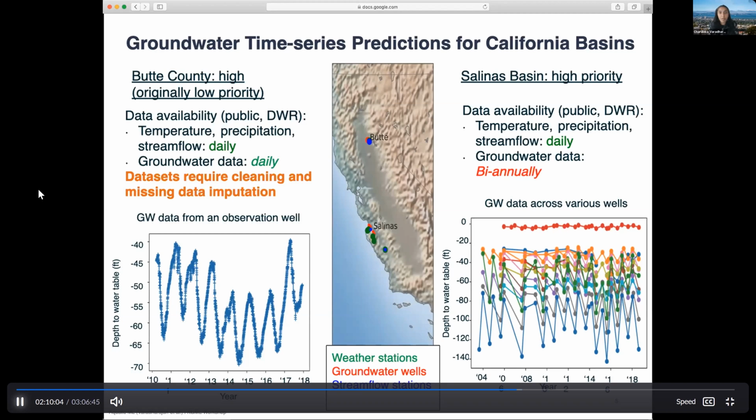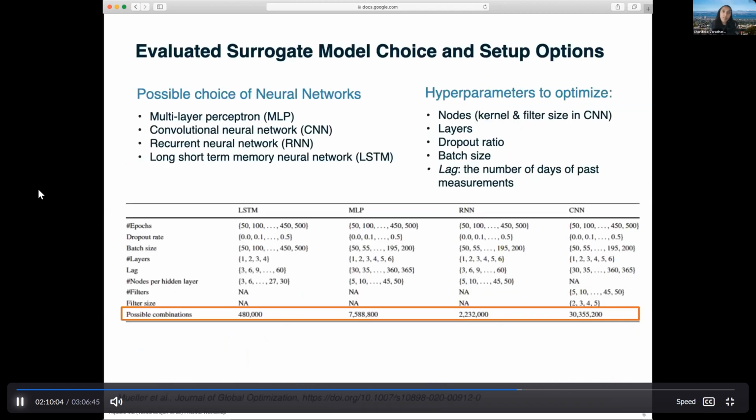So we considered 4 different popular neural network model choices here: the multi-layer perceptron, the convolutional neural network, and the recurrent neural network and its variant, the LSTM, which we thought would be good fits. The last 2 would be good fits for modeling the temporal dynamics of the system.